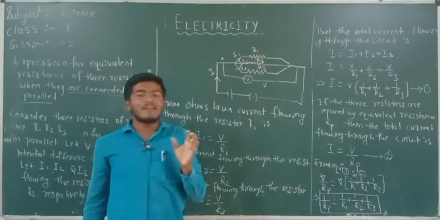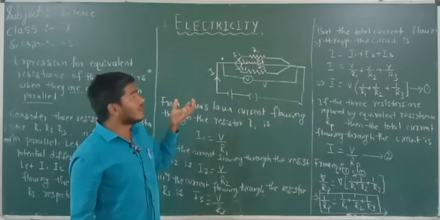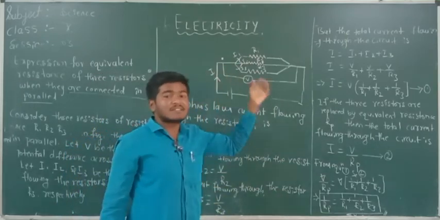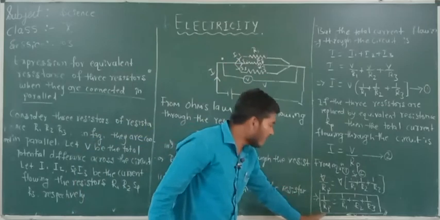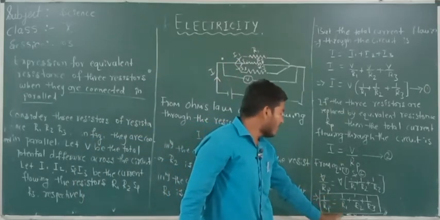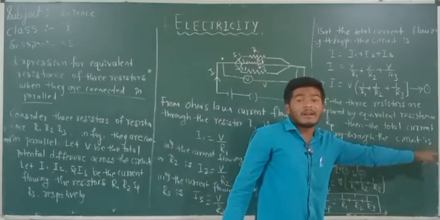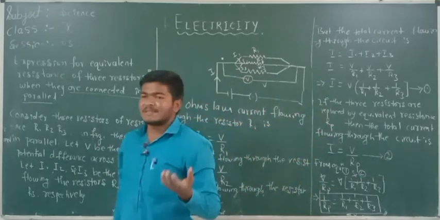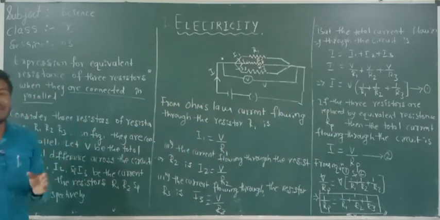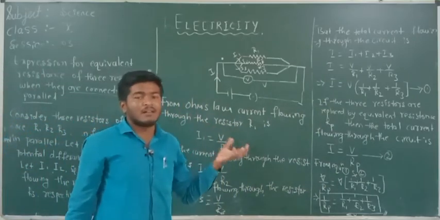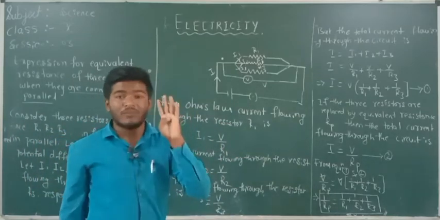If n resistors are connected in parallel in a circuit, then the expression for the equivalent resistance of the n resistors is 1 divided by Rp equal to 1 divided by R1 plus 1 divided by R2 plus 1 divided by R3 plus so on up to 1 divided by Rn. This is a very important expression for the equivalent resistance of resistors connected in parallel. These two derivations are very important for your examination and can be asked for a 4 marks question.